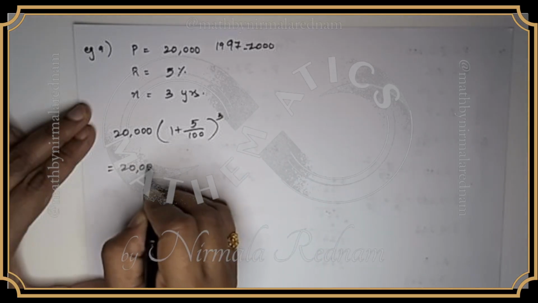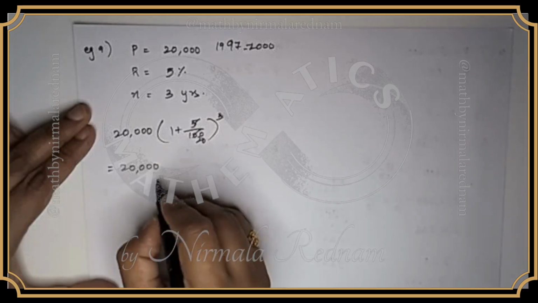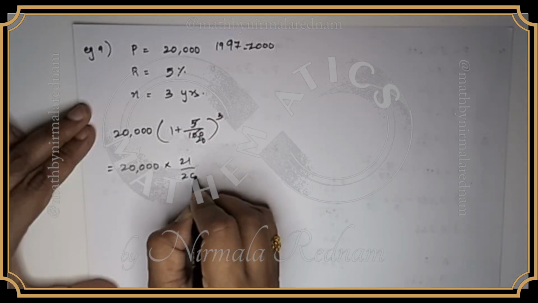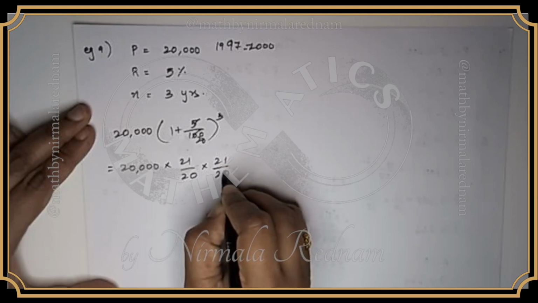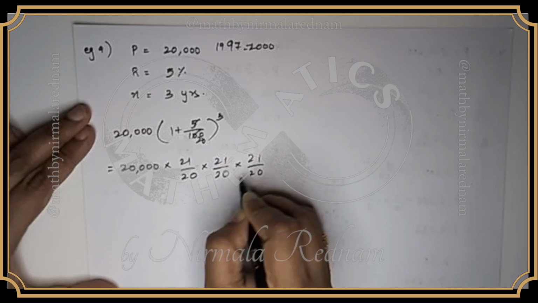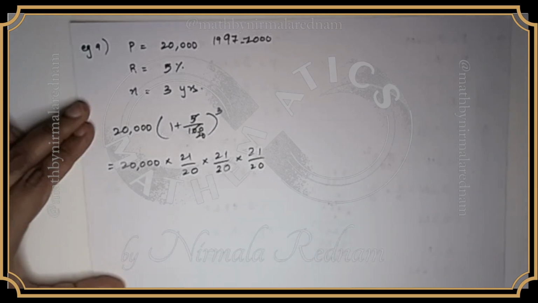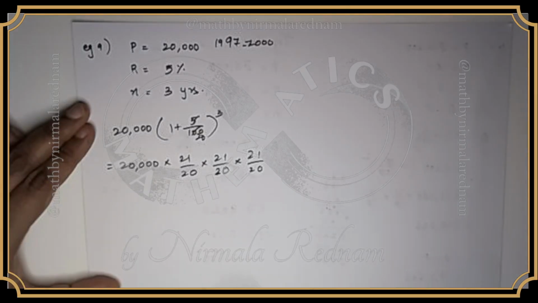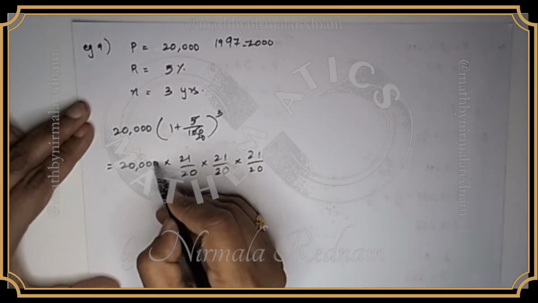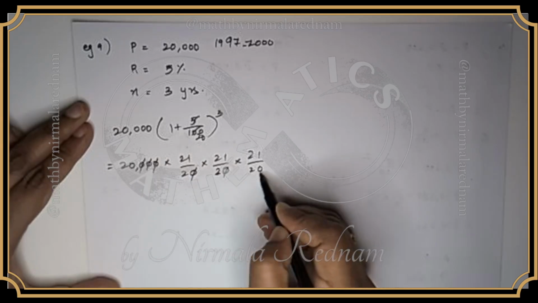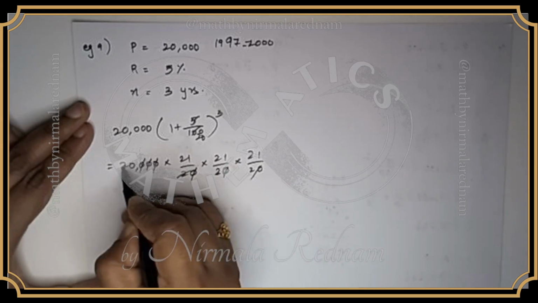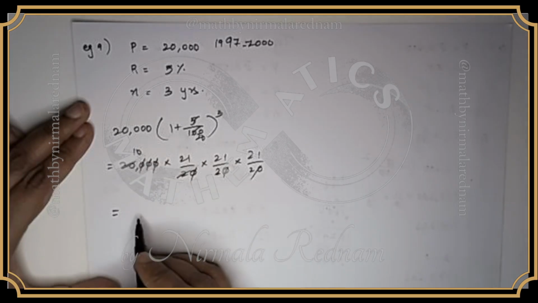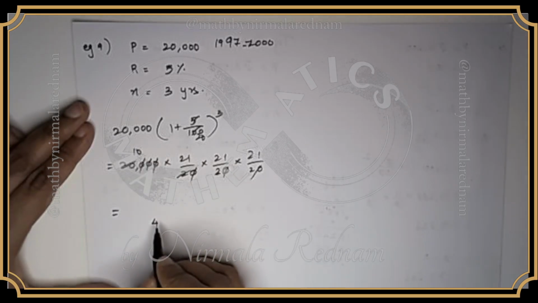So this is nothing but 21 by 20, and because it is a whole cube, I have to multiply it 3 times. So once the information is written in terms of P, R, N and so on, it's just applying the formula and doing the calculations carefully, right? So I have 10 here. Let's leave the 4 in the denominator for now.